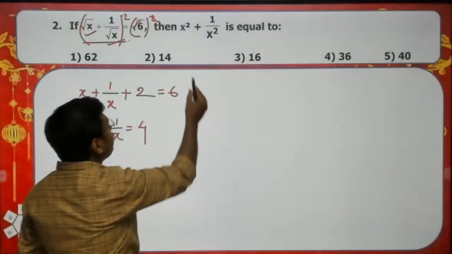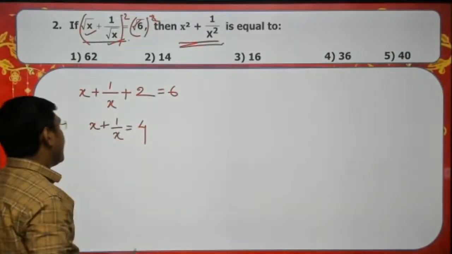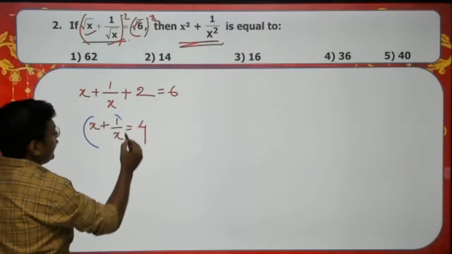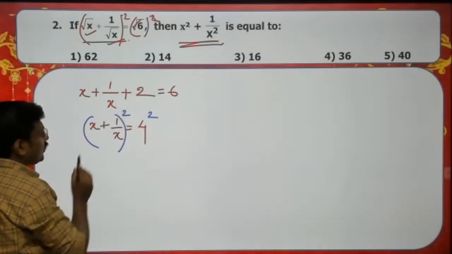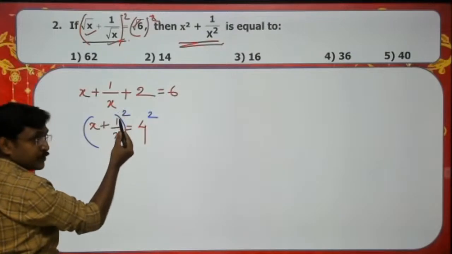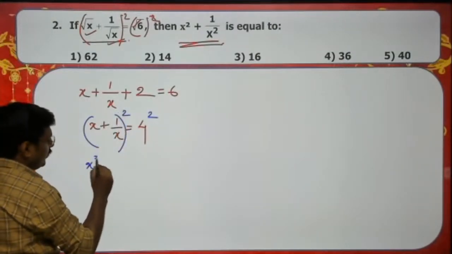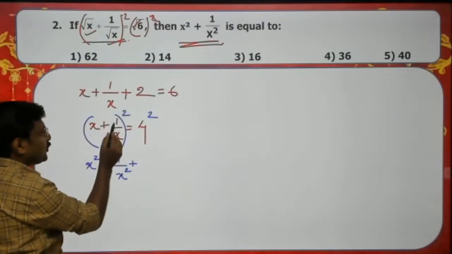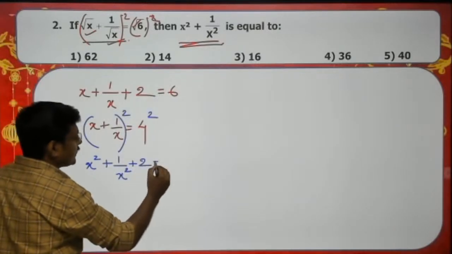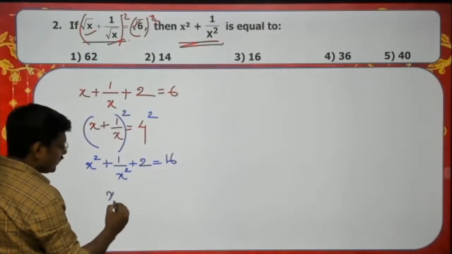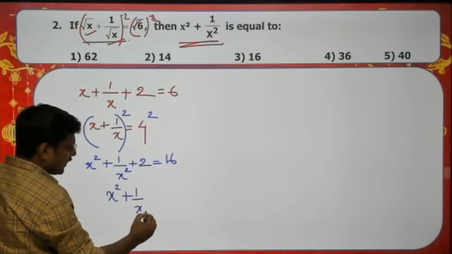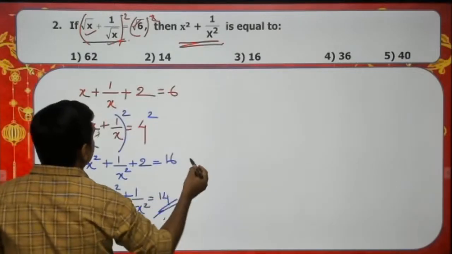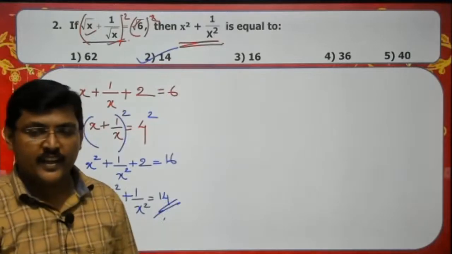After that, I need to find x square plus 1 by x square. For that, I am squaring this. On squaring, x plus 1 by x the whole square is equal to 4 square. So x plus 1 by x the whole square is again a plus b the whole square: a square plus b square plus 2 into a into b, 2 into x into 1 by x, and x cancels out, so 2, which is equal to 4 square, 16. So finally x square plus 1 by x square is equal to, taking this 2 to the right hand side, 16 minus 2, the final answer will be 14. So for this question, the answer is option number 2, 14.